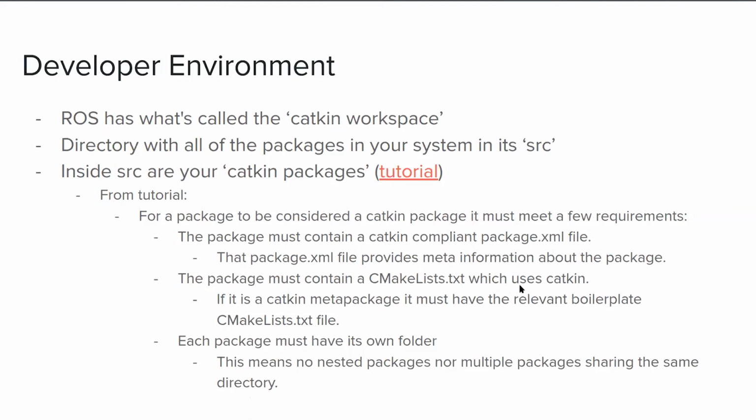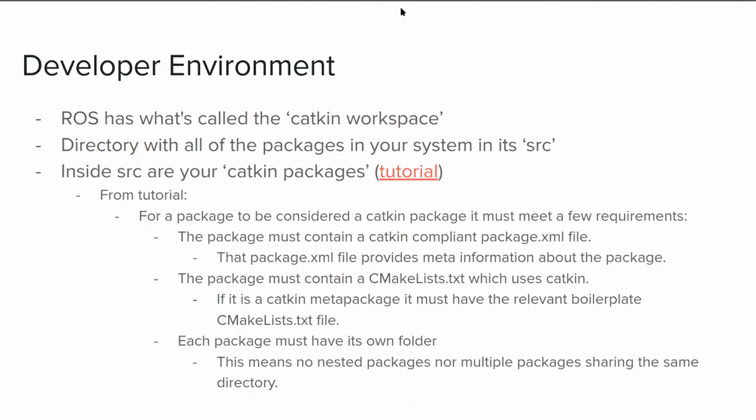It also needs a CMakeLists file. A CMakeLists file is just a way to tell CMake, which is a build system, how to build; it's basically a recipe for building your libraries and your applications. And then each package must have its own folder. If you have nested packages or multiple packages, then you have what's called a Catkin metapackage, and things are a little different with metapackages than with regular old packages.